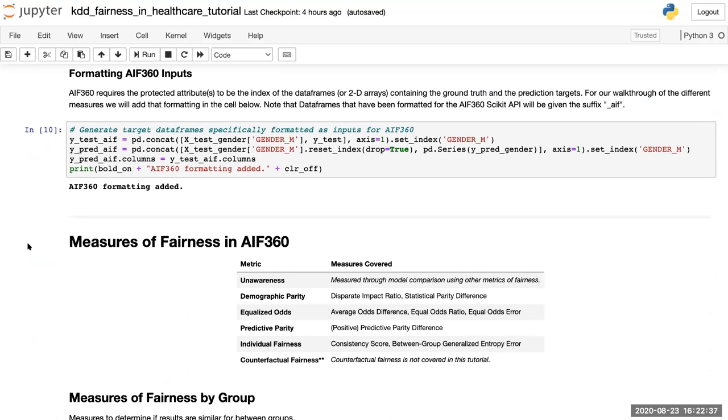As a small formatting note before we move on, AIF360 expects the protected attribute to be set as the index of the array inputs you're about to see. So here at the top of the screen, you'll see one example of how you might do that. But moving forward, we have a helper function that will take care of all of that for us.